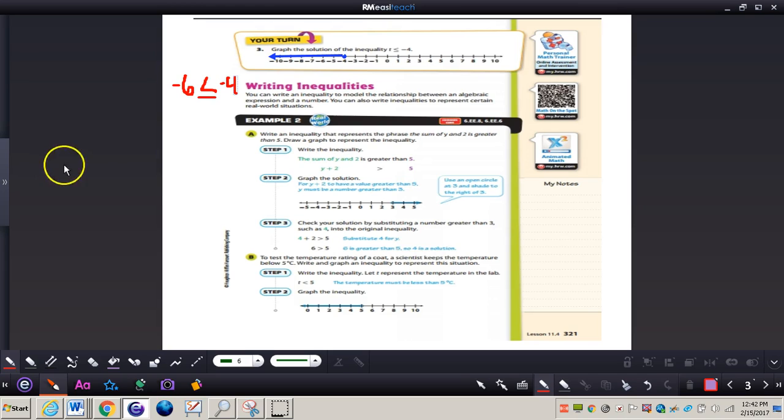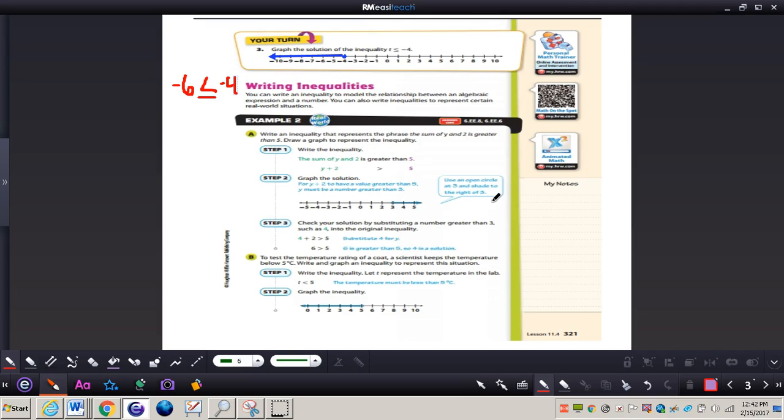All right, so what we have here is an open circle at 3 and shade to the right of 3, because we know 3 is not the solution. But anything to the right of that 3 would be the solution there. So what we can do now is check our solution by substituting a number greater than 3, such as 4, into the original inequality. So 4 plus 2 is greater than 5.